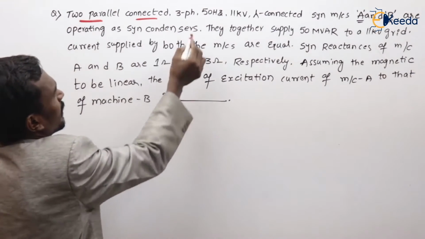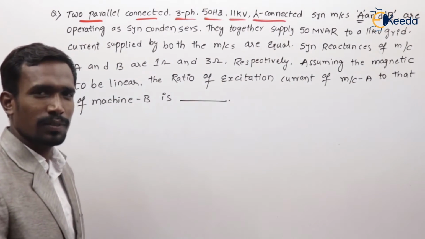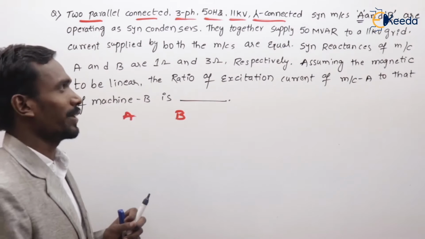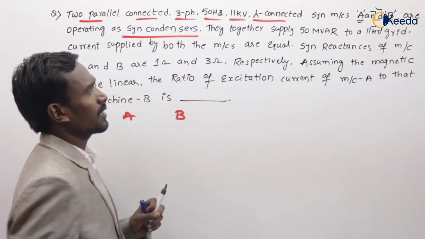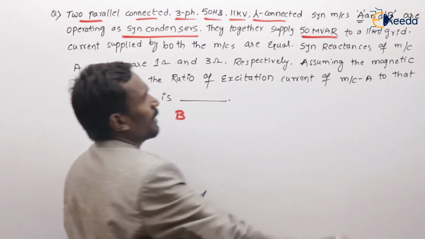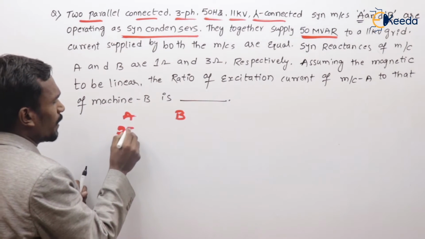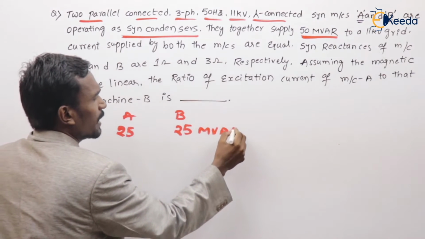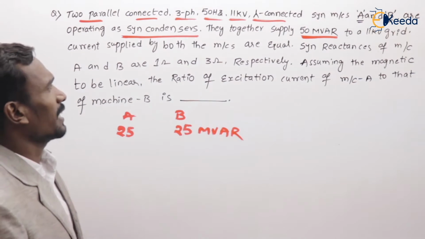Two parallel connected 3-phase 50 Hz 11 kV star connected synchronous machines, A and B, are operating as synchronous condensers. Together they supply 50 MVAR, nothing but 25 MVAR each, to an 11 kV grid.